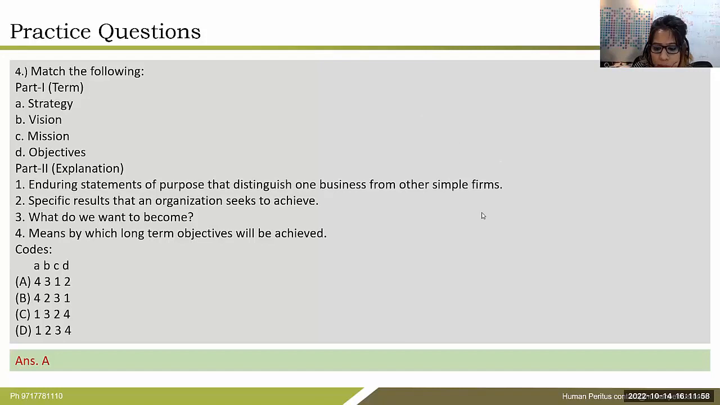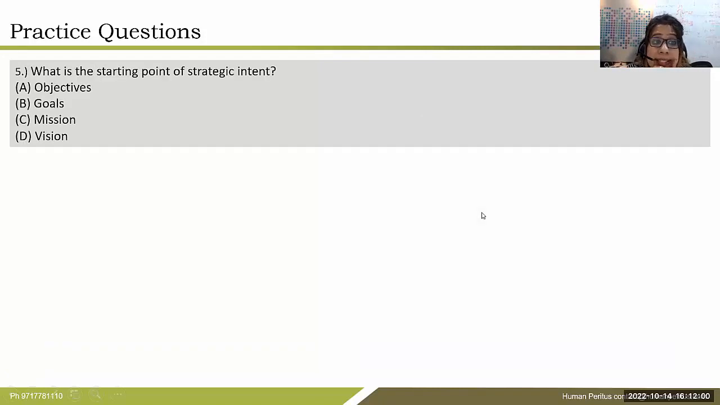Let's go to another question. What is the starting point of strategic intent? I know everybody knows this answer and I want everybody to answer this question. Come on. Yeah, I've got 2 answers, 3 answers. More answers from this point. I want this question to be answered. 4. Yes, let's see. D, vision. Great.